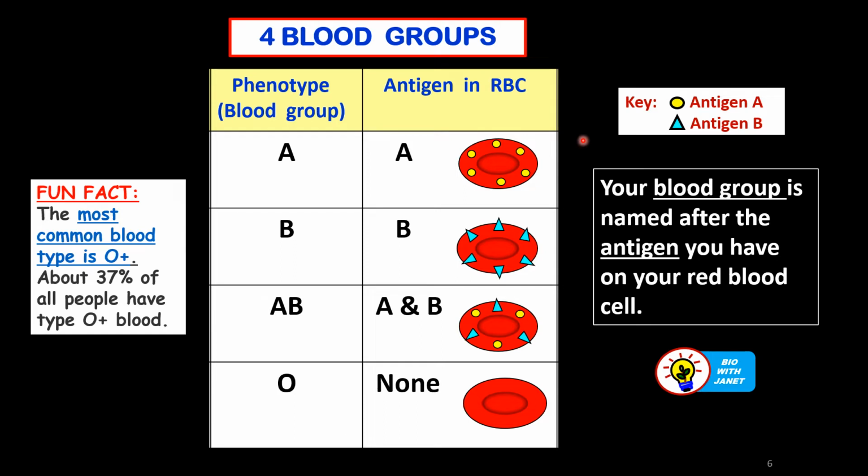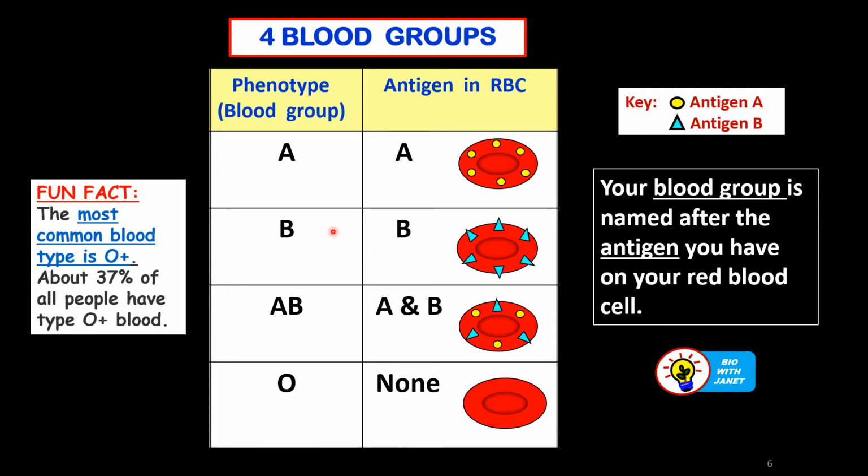So let's present our discussion just now in the form of a table, right? So your blood group is named after the antigen you have on your red blood cell. Now, phenotype here means the observable characteristic, or in this case, the characteristic that can be tested, such as blood group, right? So if you have blood group A, it means that you have only antigen A in your red blood cells. RBC stands for red blood cells.